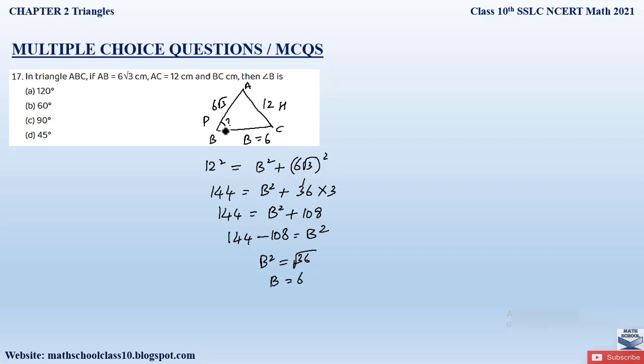Therefore, what will be our angle B? Angle B will be our 90 degree. So, based on the assumption we are following in this question, we are assuming the angle B to be 90 degree initially, and we will find out the third side. Since the Pythagoras theorem is satisfied, therefore our angle B is equal to 90 degree.